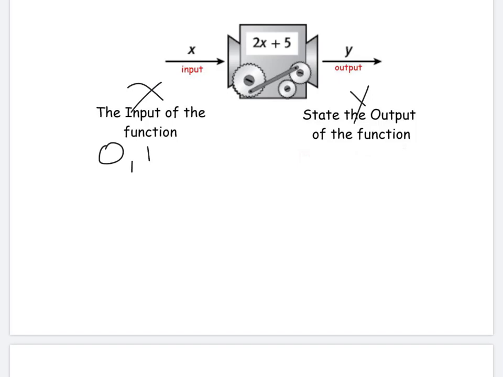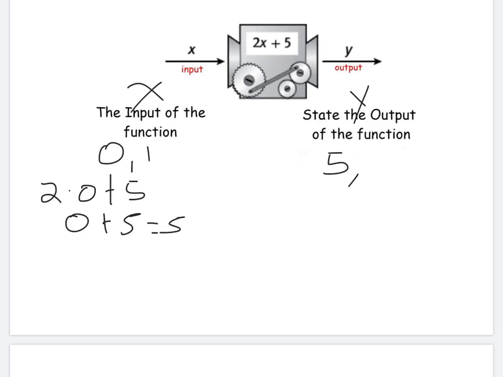the function rule. So I have the function rule 2x plus 5, so if my first input or x is 0, it would be 2 times 0 plus 5. 2 times 0 is 0, plus 5 is 5. So my first output, or my first range, would be 5.